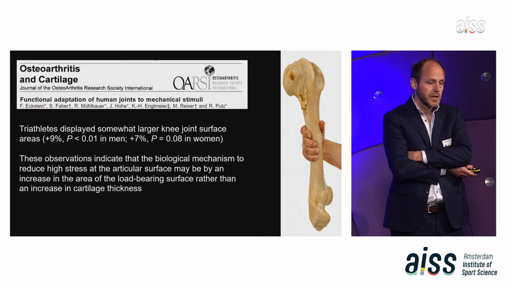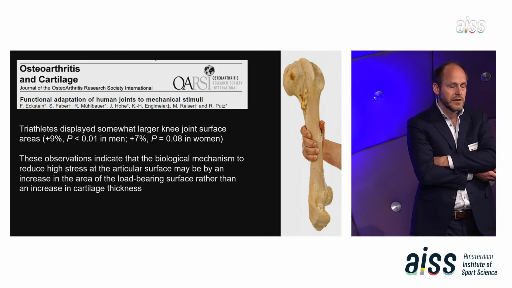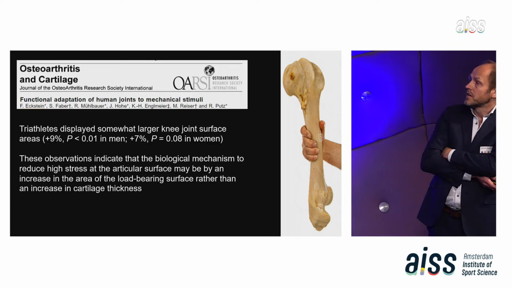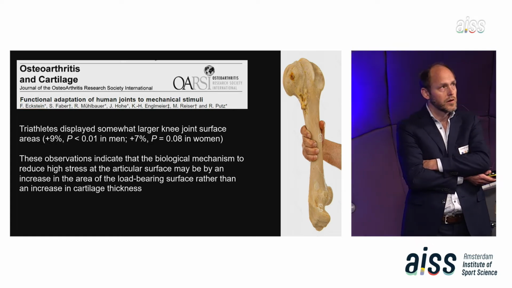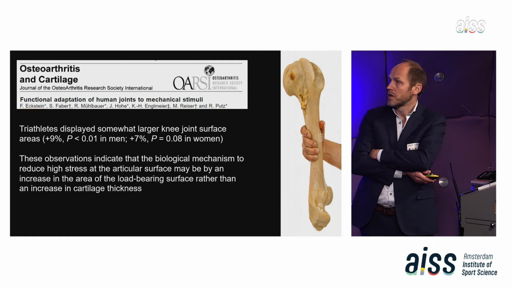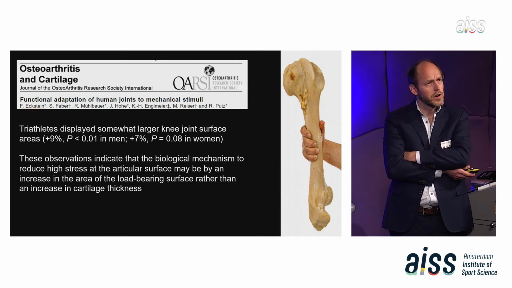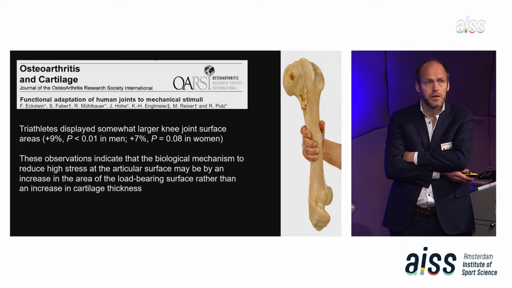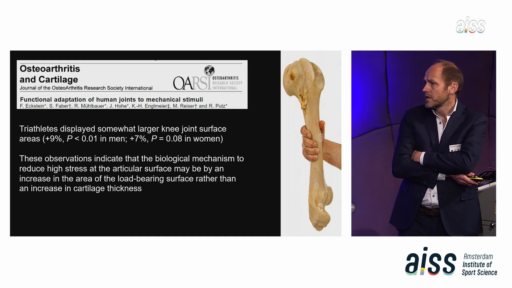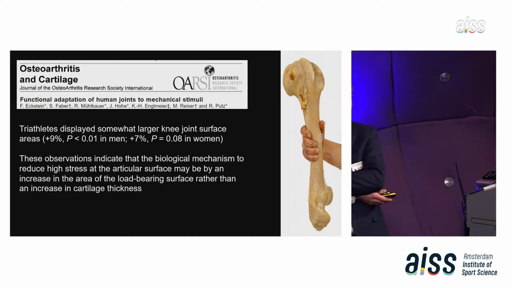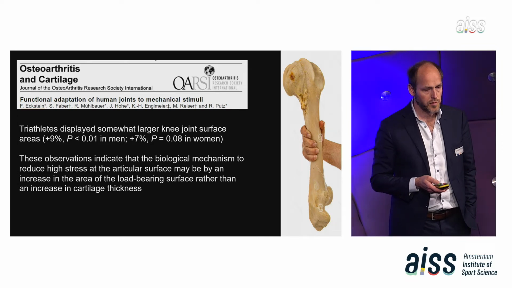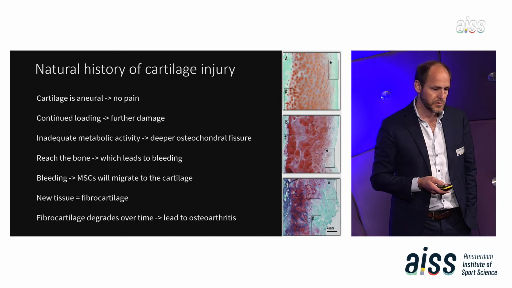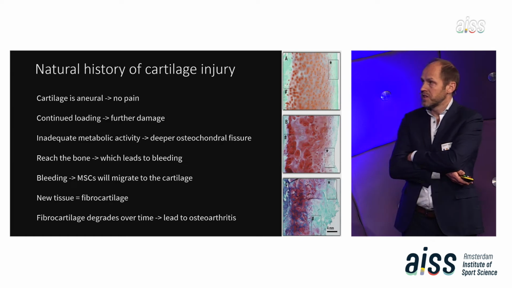There are studies that found that in high-end athletes, there probably is even more adaptation in the growth of bone near the joint. So the joint surfaces become larger instead of cartilage becoming thicker. And probably the limitation of cartilage to adapt to mechanical strain is part of the problem it has by not being able to repair. So how does the natural history of a cartilage injury then proceed?